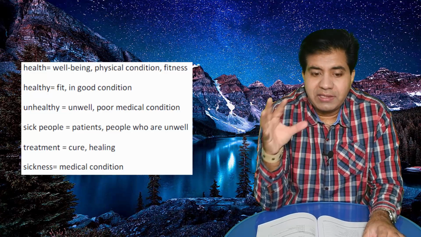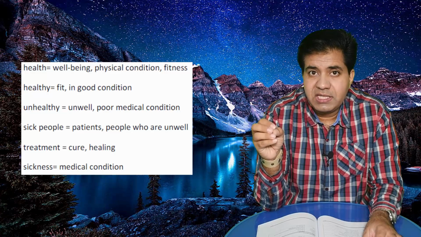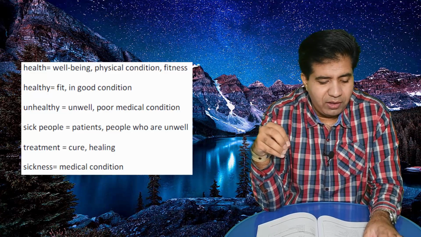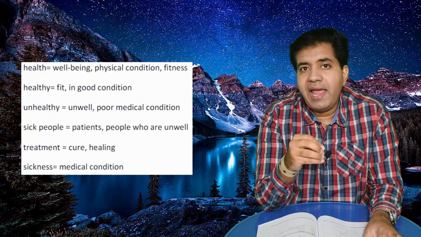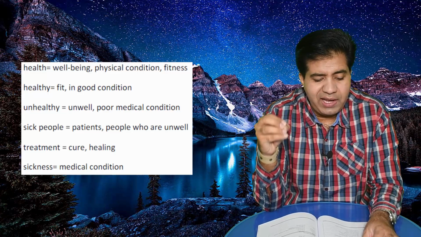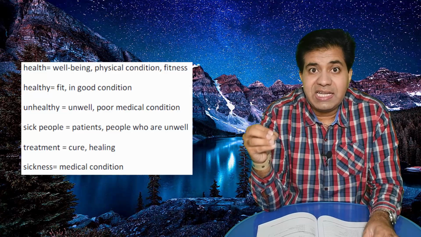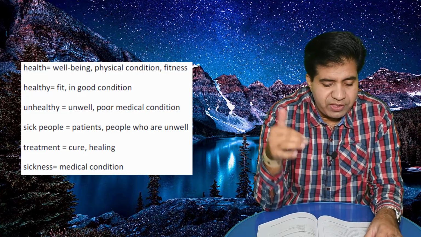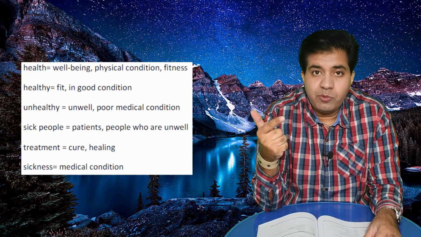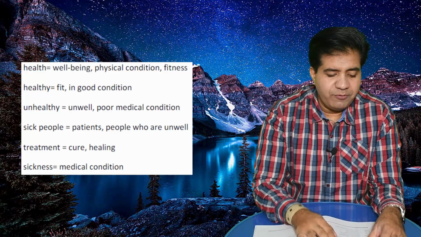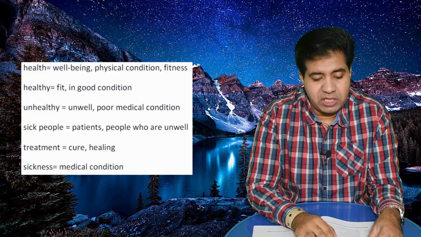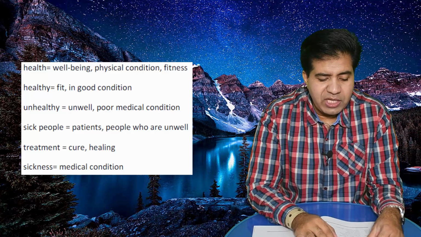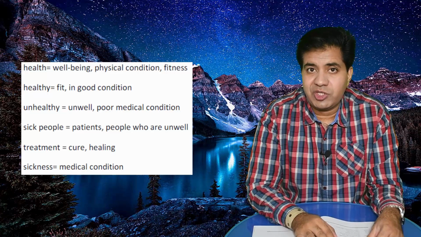Healthy. For healthy you can use the word fit, in good condition, in good health and all that. Unhealthy. For unhealthy you can use the word unwell, poor medical condition. Sick people. For sick people you can use the word patients, people who are unwell. And for treatment you can use the word cure, healing. And for sickness you can use the word medical condition.